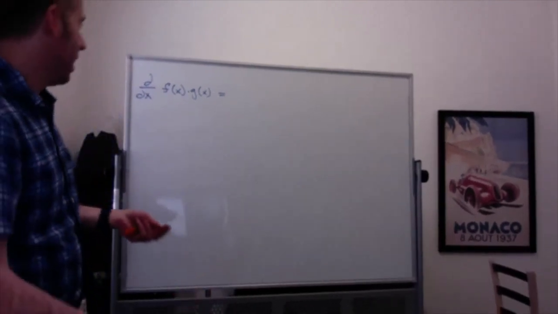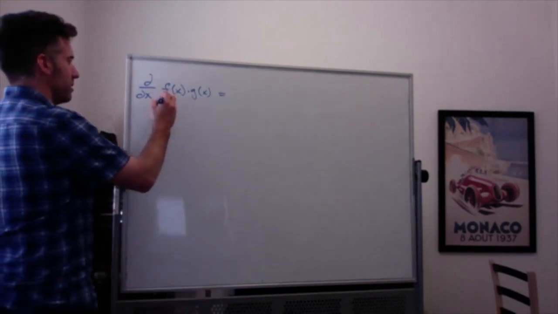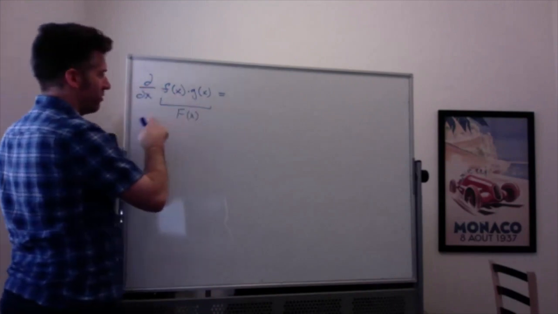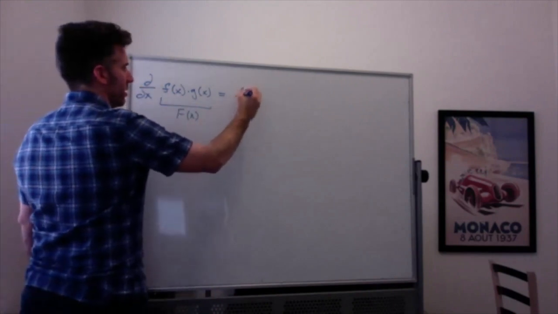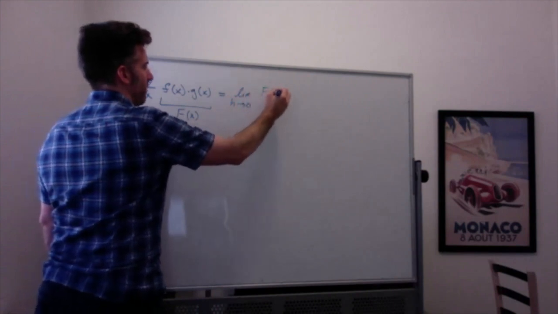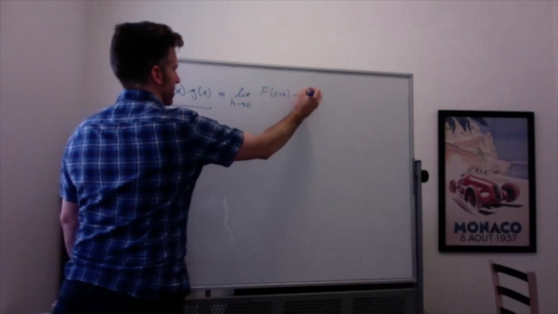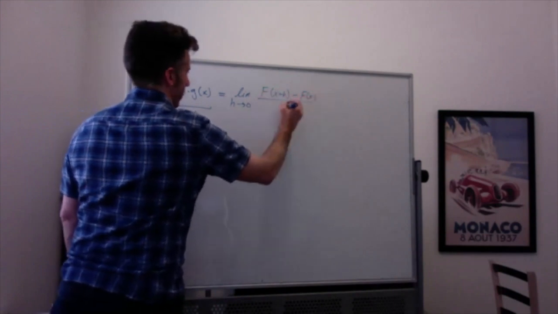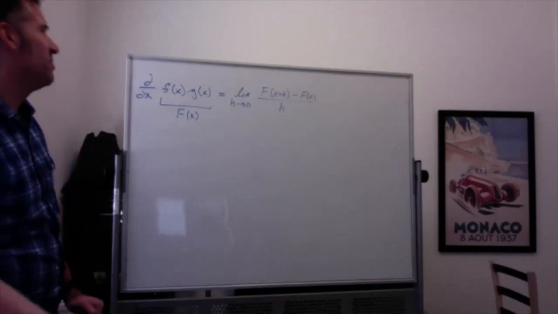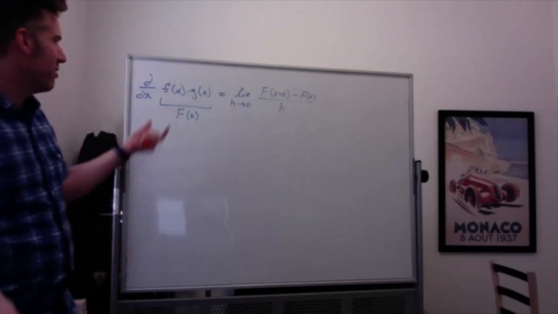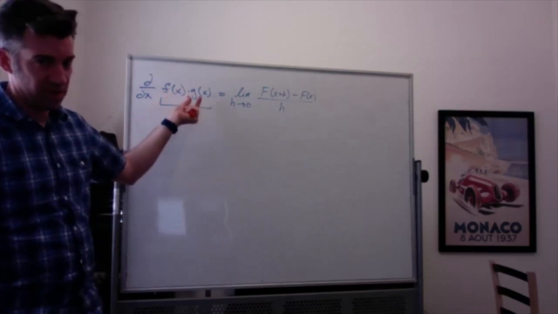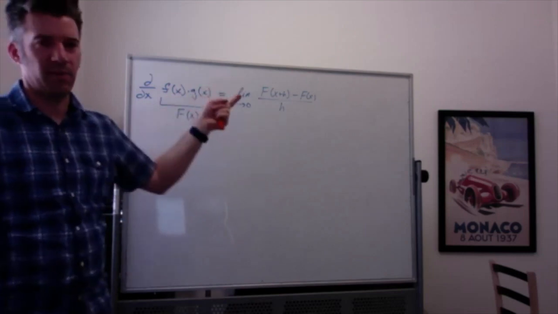So I know that if I call this for a second capital F of x, then the derivative of capital F of x is the limit as h goes to 0 of capital F of x plus h minus capital F of x all over h. The reason we do this capital F of x thing is because some people find it weird to say that this function of x plus h is little f of x plus h times little g of x plus h. But that's really what it is. And we use this capital F to just make it more clear.